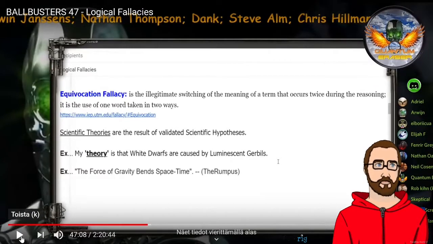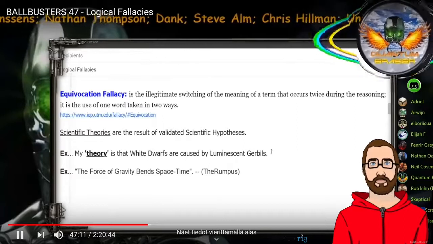Yeah, okay. So what Quantum Eraser is saying here is basically true and okay, but yeah, I make this mistake all the time also, that I use "my theory" by mistake when I should have said "my hypothesis". But yeah, it's true, but it doesn't matter because most of the time it's pretty clear whether people mean hypothesis or theory. So yeah, it's true, but it's not important in my opinion.